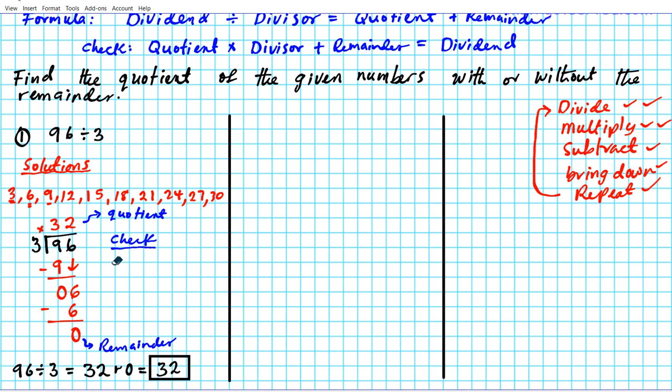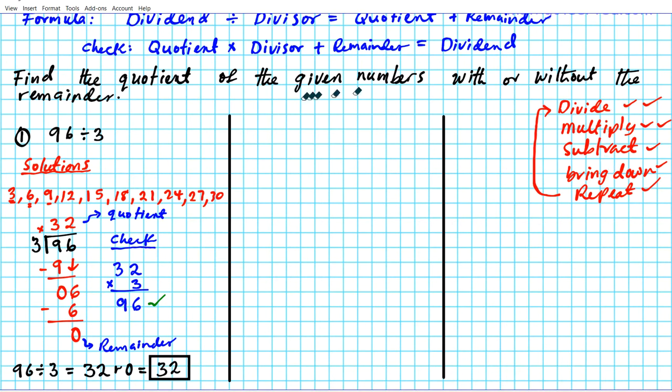So quotient, the answer we got, times the divisor, which is 3, what you divided by. Now you're going to multiply your answer by that, okay? 3 times 2 is 6, 3 times 3 is 9. Now, how does this make you feel? You should be excited because this number matches the dividend exactly. Bam. So it checks out. There's no remainder to add. Or if you add 0, it doesn't change anything. So we know for a certainty that our answer is correct.